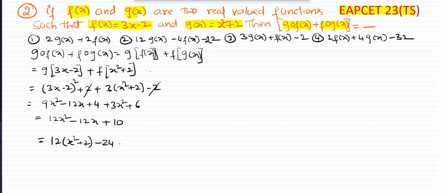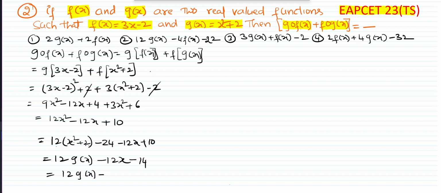So minus 12x plus 10, that is equal to 12 into this value x square plus 2. This is g of x. 12 into g of x and minus 12x. This is minus 24 plus 10. This is minus 14. That is equal to 12 into g of x.